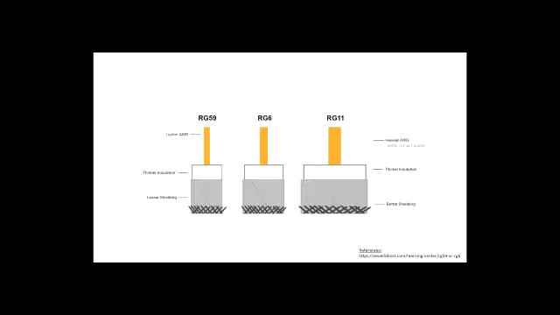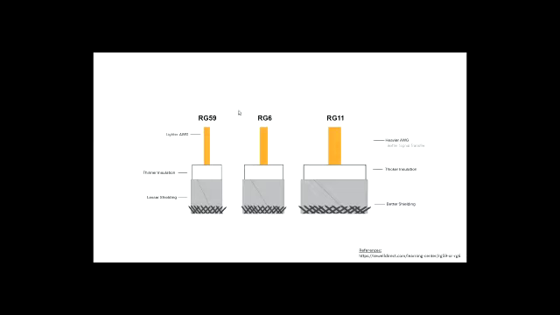So the numbers you're going to see, RG59, RG6, RG11, RG58, just treat them as a name. Don't treat it as a number. Do not try to make sense out of why this thing is 59, why this thing is 58. It's just a name. The number is a name for the cable.